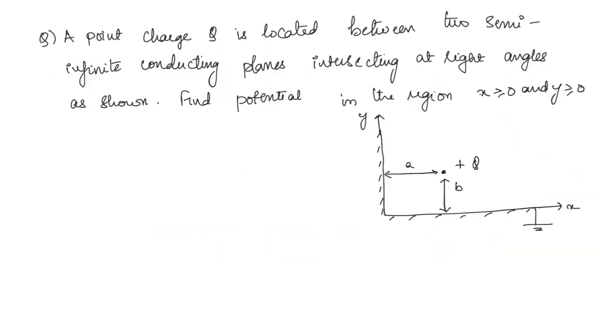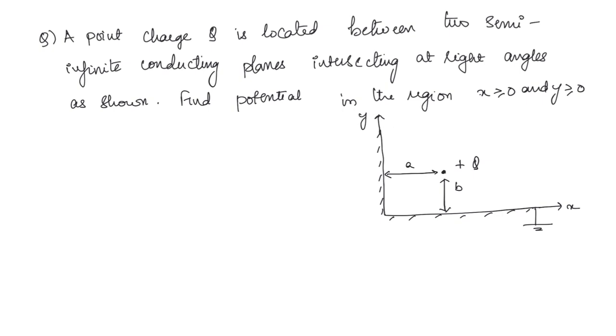Here the question is, a point charge plus Q is located between two semi-infinite conducting planes intersecting at right angles as shown. Here you have one conducting plane, here you have another conducting plane, but they are only semi-infinite. That means on this side it is not infinite for this plane. And for this horizontal plane, on the other side there is no plane. So it is semi-infinite.